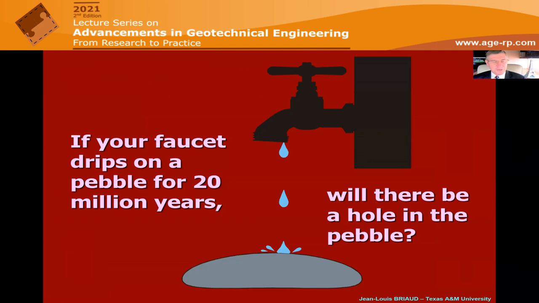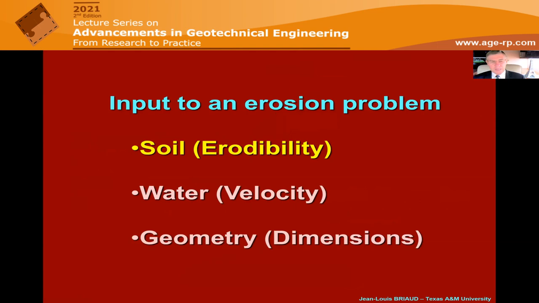And then you can ask yourself, if your faucet drips on a pebble for 20 million years, will there be a hole in the pebble? I'll let you answer that question in your own mind, because the pebble is extremely strong, the water is extremely weak, but very likely several of you or many of you will say, yes, there would be a hole in the pebble. So the question is why? How is it possible for the water to defeat the bonds of that strong material and make a hole in the pebble? So these are a few examples of the significant impact that erosion can have on our structures and on nature.